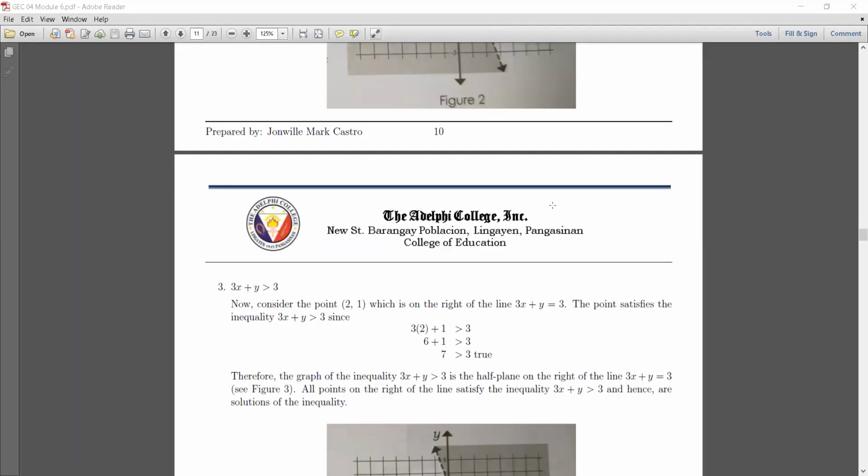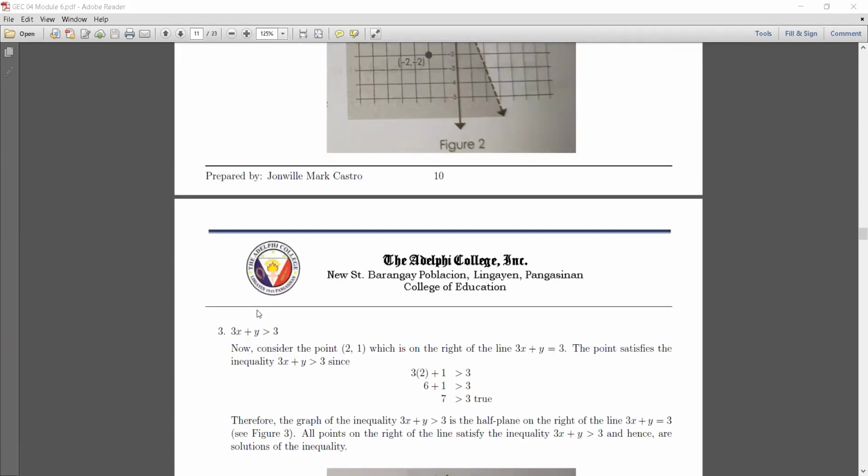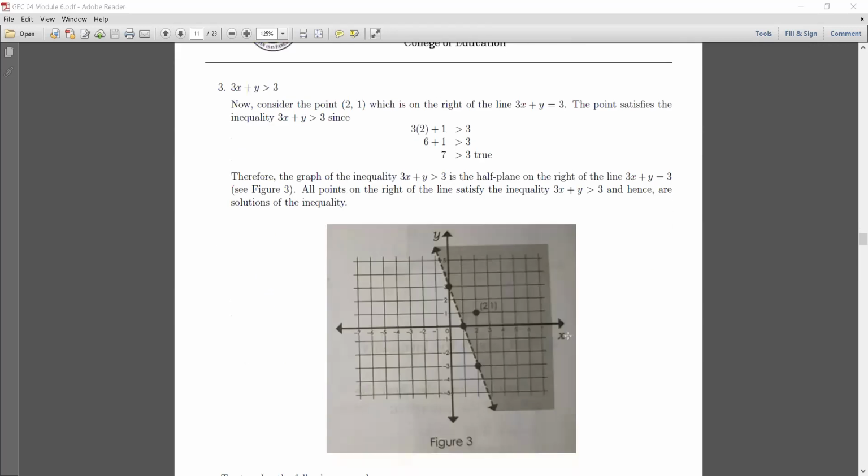Okay, so yung next natin is 3x plus y greater than 3. So, kung kanina less than, yung greater than naman, and syempre yung kabilang side. So, yung test point, again, pwede kayong gumamit ng kahit anong test point. Pero ang pinaka-recommended nga talaga is yung 0, 0. So, for example, ginamit natin si 0, 0 dito. Okay? So, asan si 0, 0?